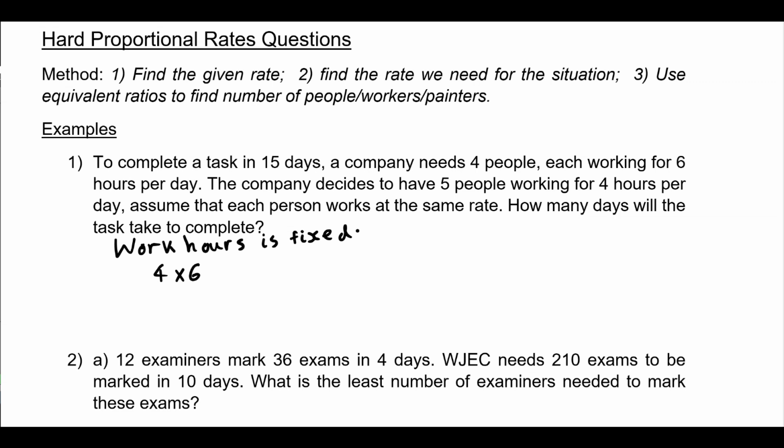They did this over 15 days. So that means we need to times by 15 if I want to work out the number of hours worked. 4 times 6 is 24. Times 15 is 360. So overall, those 4 people did 360 hours of work.